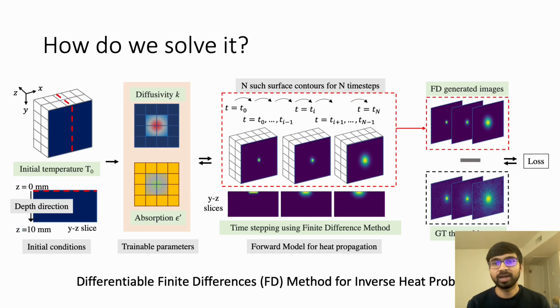Finite differences, on the other hand, is a well-known technique for solving PDEs such as the heat equation. We develop a differentiable finite difference model that takes in the initial surface temperature profile and has the thermal properties K and epsilon prime as the trainable parameters. Assuming some initial estimate, we perform the heat diffusion and compare the surface profiles with those captured from the camera, giving us the loss. We then backpropagate the loss and iteratively improve the K and epsilon prime estimates.